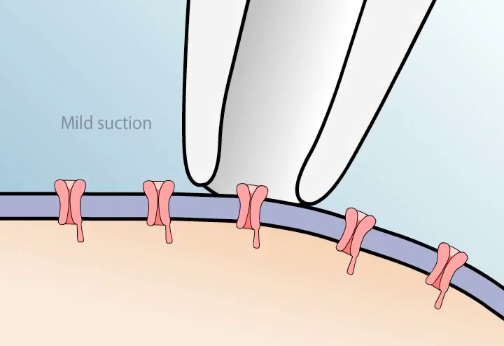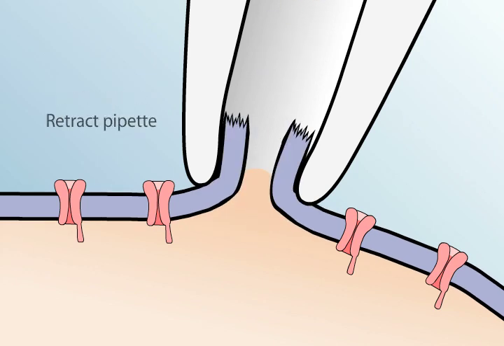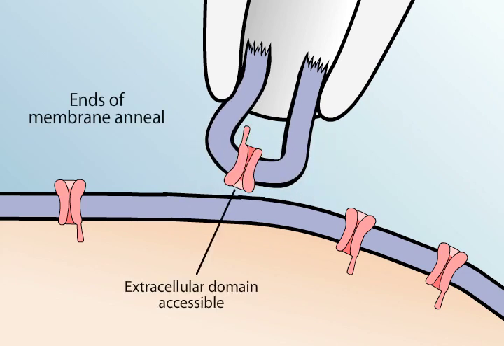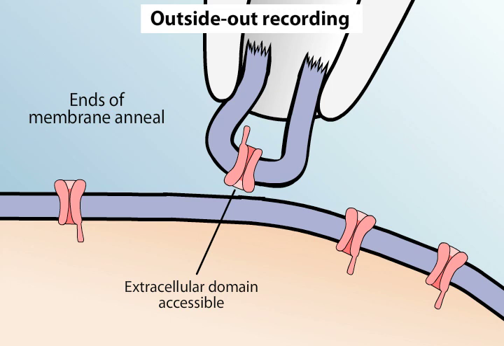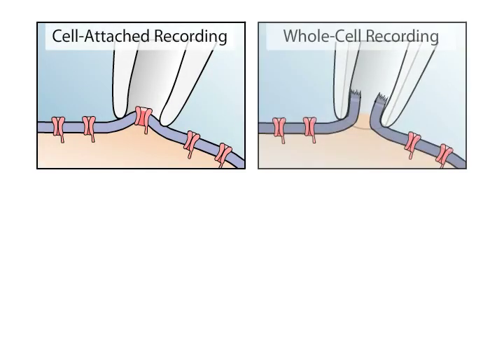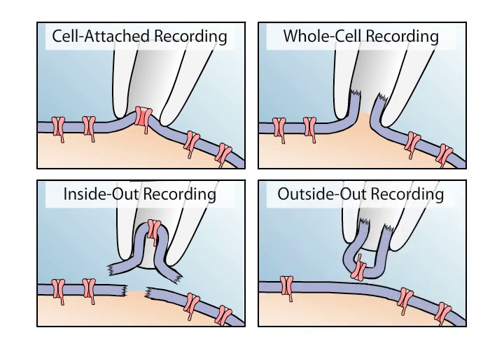Alternatively, if the pipette is retracted while it's in the whole cell configuration, a membrane patch is produced that has its extracellular surface exposed. This arrangement, called the outside-out recording configuration, is optimal for studying how channel activity is influenced by extracellular chemical signals, such as neurotransmitters. This range of possible configurations makes the patch clamp method an unusually versatile technique for studies of ion channel function.